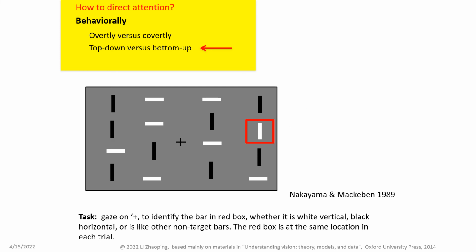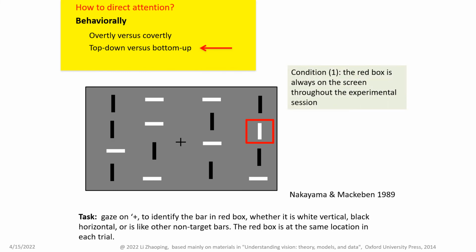There are two ways to do this experiment. In the first way, the red box is always present on the display screen throughout the whole experimental session. So you not only know its location ahead of time, this location is marked constantly. In the second way, this red box is flashed on 50 to 150 milliseconds before all the bars appear, and this sudden onset of the red box attracts your attention in a bottom-up manner so that this task becomes easier in this condition 2 compared to condition 1.